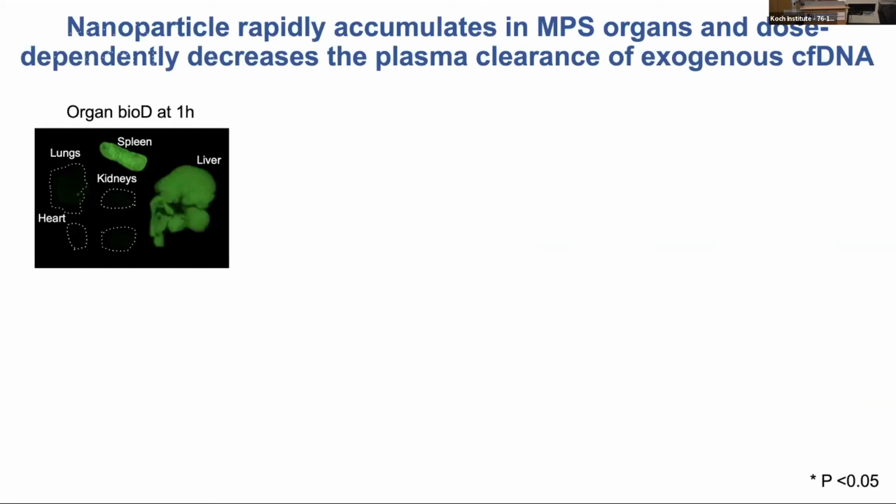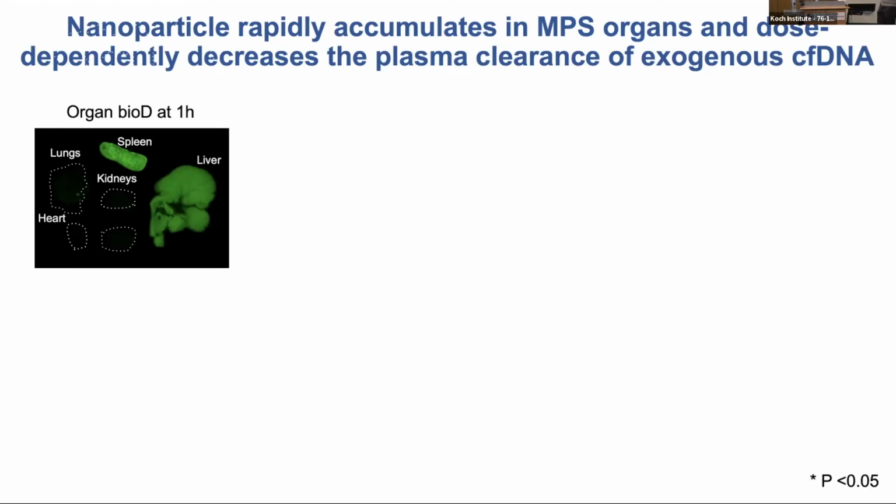Excited about these results, we went in vivo with our best candidate, which was the DSP-based liposome. And we first just validated that the liposomes were going where we wanted them to go, which was the 2 main target organs for the MPS system, the spleen and the liver, which was the case as shown here by biodistribution of liposomes at 1 hour.